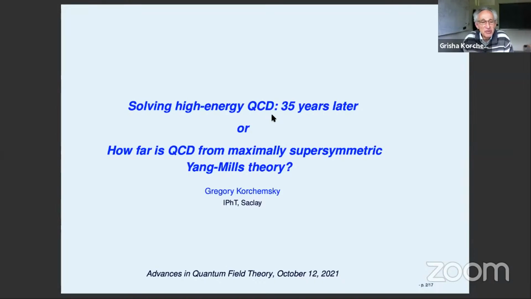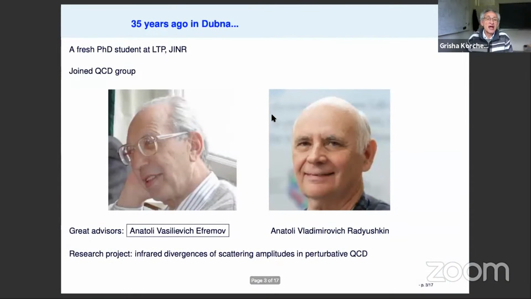To be more concrete, I will be talking about a very special aspect of high energy QCD. Basically, I will try to put forward a very speculative question, namely how far is QCD, by which we mean the theory of strong interaction, the four-dimensional theory of strong interaction, from maximally supersymmetric Yang-Mills theory. And as you heard from the first talk this morning, this is a very special theory. It has maximal supersymmetry, is UV finite, and at first appearance, there is nothing in common between the two. But hopefully, you will see by the end of my talk that the answer to the question is not that obvious. So let me first explain what happened 35 years ago.